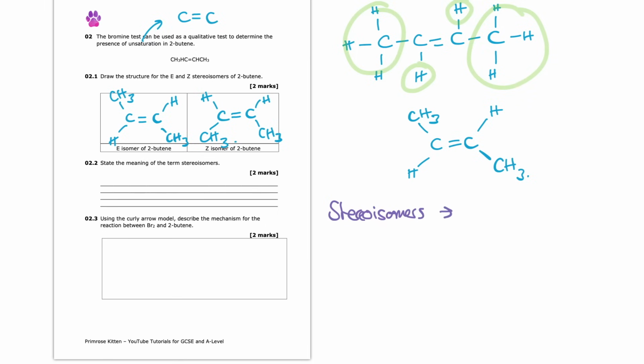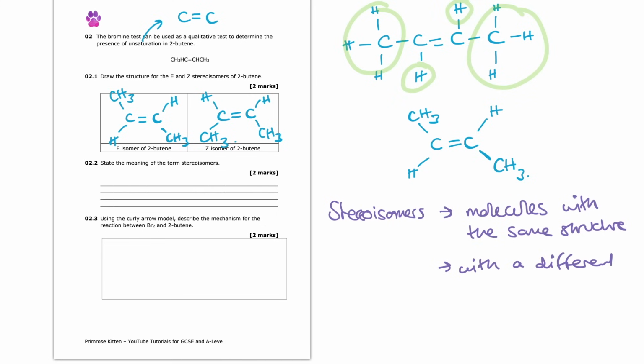I would say that they are molecules with the same structural formula, so molecules with the same structure, but with a different arrangement in space. And those are your 2 points that you need to know to be able to get these definition questions correct for a stereoisomer. And at this level, we only really know about cis, trans or EZ stereoisomers.